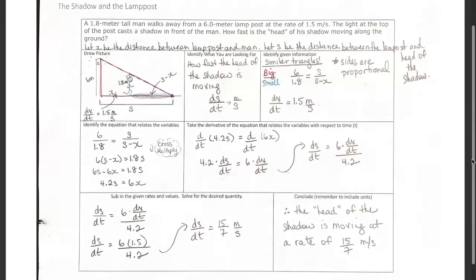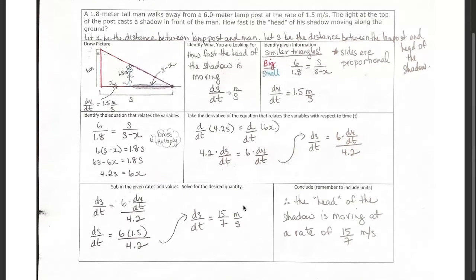And luckily, at this point, I have all of these values. I know that dx by dt is 1.5, so I can sub that in there, and I end up with a rate of change ds by dt equal to 15/7 meters per second. So we can conclude then that the head of the shadow is moving at a rate of 15/7 meters per second.